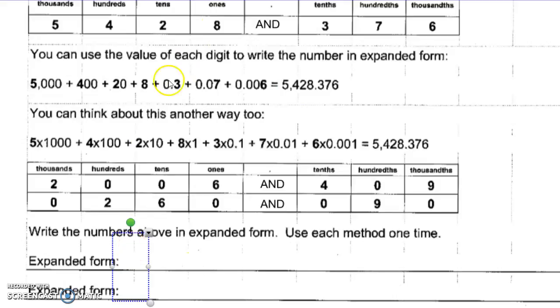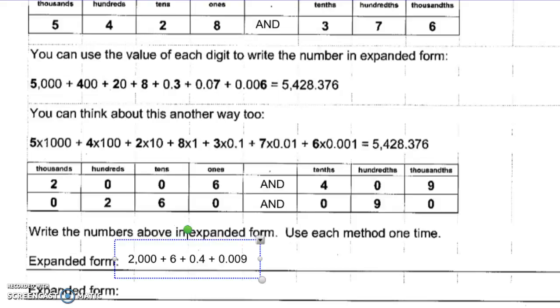Alrighty, how are we going to write these guys in expanded form? Different method each time. Let's do this top example here with the 2,000 on the top line. Okay, so what do you say? Let's do 2,000 plus 6 plus 4/10ths plus 9 thousandths. Okay?